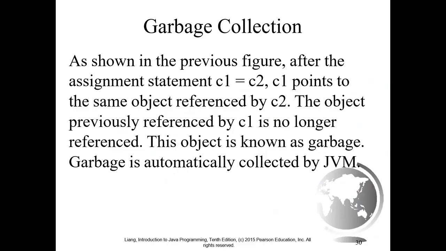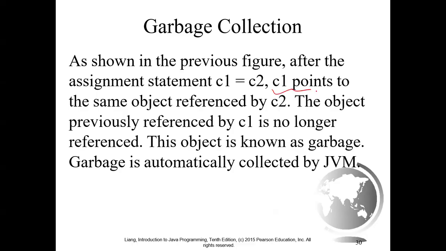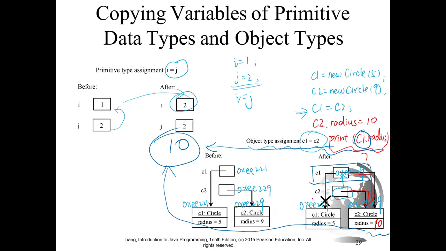So as we showed in the previous figure, after the assignment statement between C1 and C2, we assign C2 to C1. That means we have given C2's address to C1, right? And now C1 points to the same object referenced by C2. Okay, this is a pretty important sentence there. C1 points to the same object referenced by C2. And the object previously referenced by C1 is no longer referenced. That means the previous reference for C1 is not valid there. And this object is known as garbage. Okay, this one is garbage.